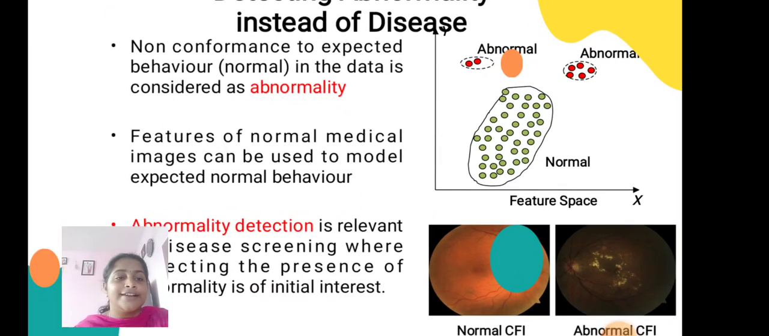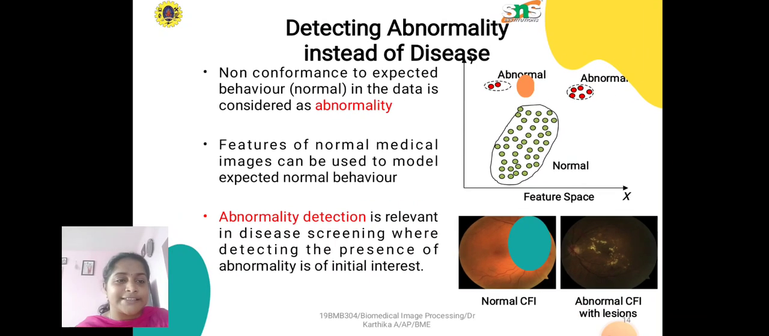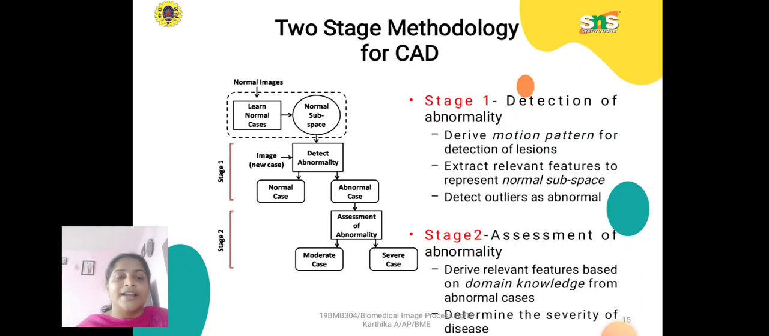See here the feature space. Here we have listed the abnormal and normal cells: normal CFIs and abnormal CFIs with lesions. Lesions means abnormalities. And we have to consider the two-stage methodology for CAD. Stage 1 is detecting abnormality. Stage 2 is assessing the abnormality. See the block diagram.